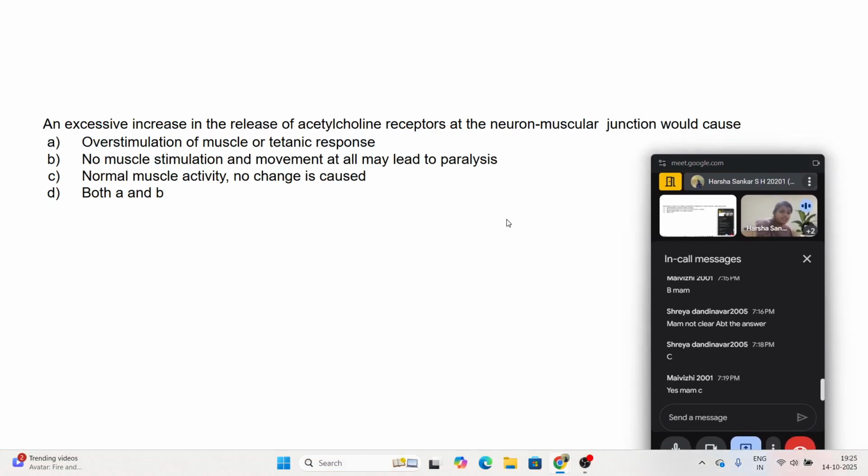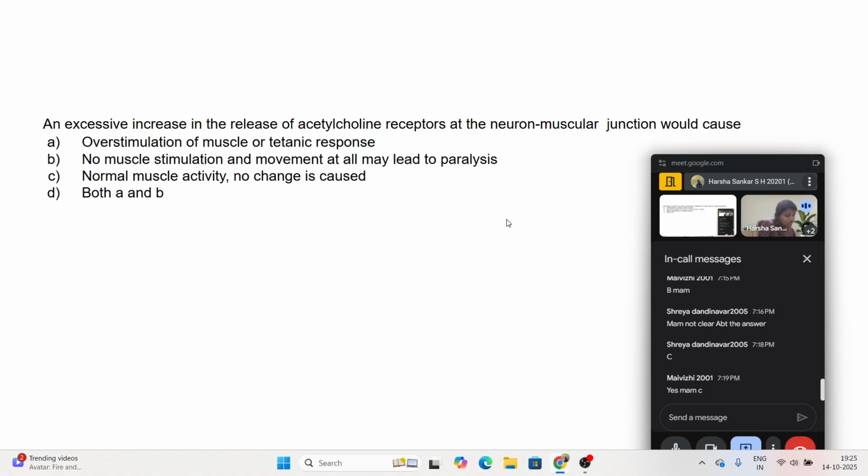An excessive increase in release of acetylcholine at the neuromuscular junction would cause what? Option A, overstimulation of muscle or tetanic response. Option B, no muscle stimulation and movement at all, may lead to paralysis. Option C, normal muscle activity, no change is caused. Option D, both A and B.